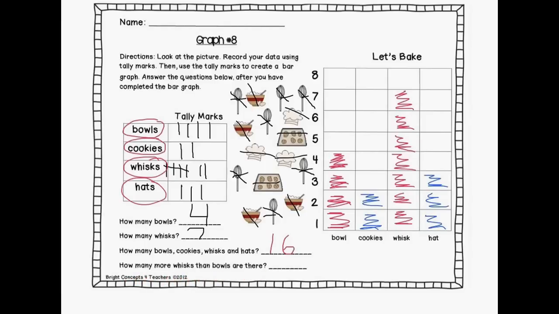The last question asks, how many more whisks than bowls are there? So I'm going to compare whisks and bowls. I'm going to see when they're the same and which one has more. So bowl and whisk, they're the same. Uh-oh, there's no more bowls, but there's more whisks. How many more whisks? 1, 2, 3 more whisks than bowls.